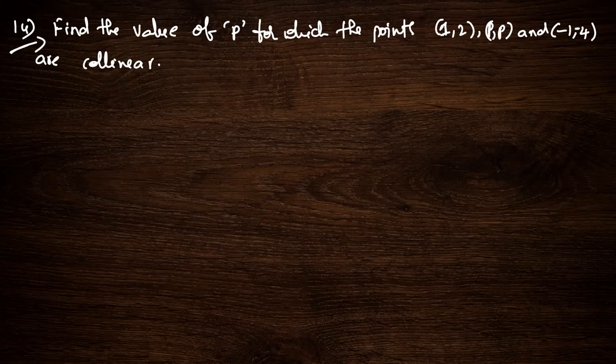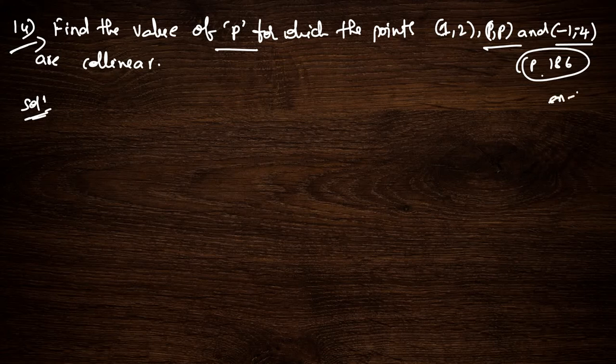Now the 14th question also: find the value of p for which the points 1 comma 2, p comma p, and minus 1 comma minus 4 are collinear. It asks us to find the solution here. This question is in your textbook on page number 186, so you go there and search for it. It is example 21 there. So example 21 will come like that.